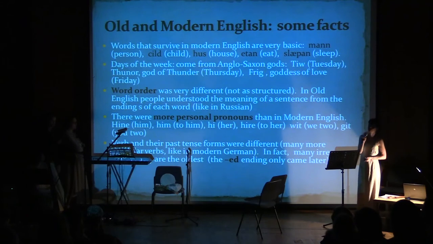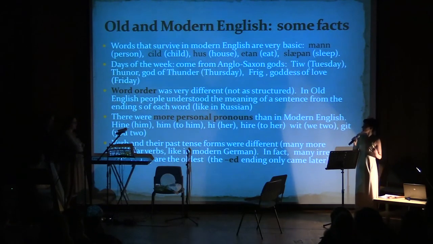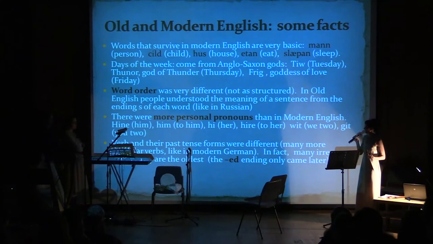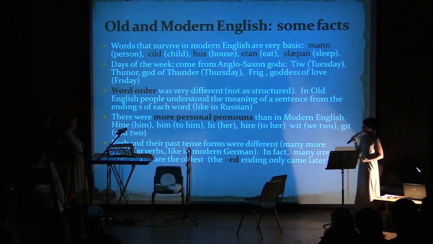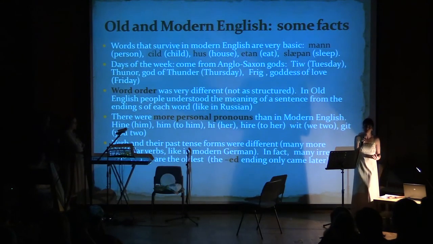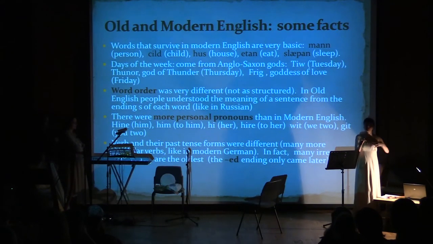There were many more personal pronouns. So for example, we would have pronouns such as him, but also to him, her, but also to her, we two, us two, you two, etc. And the verbs and their past tense forms were also very, very different. So there were actually many more irregular verbs than there are today in modern English. Actually, most of the irregular verbs tend to be the oldest.